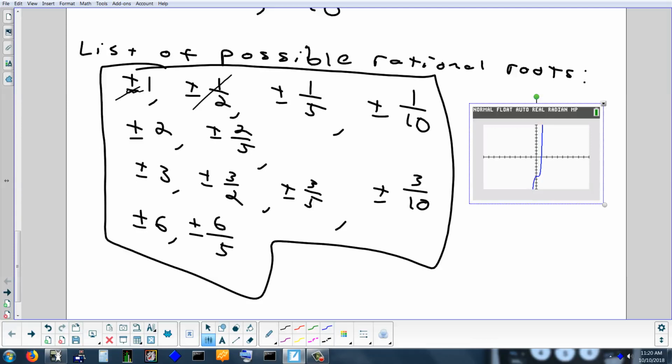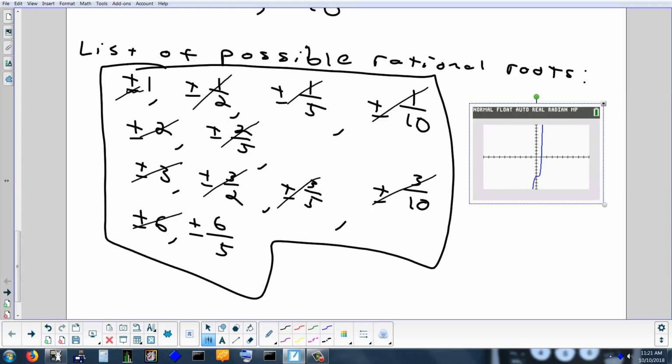Does it look like it crosses near plus or minus 1/5? No, that doesn't look like it's going to work. 1/10? No. 2? No. 2/5, which is like 0.4? No. 3? No. Plus or minus 1.5? Not really. It's not near 1.5. 3/5 is 0.6. No. 3/10, 0.3? No. Plus or minus 6? No way. It's not even close.